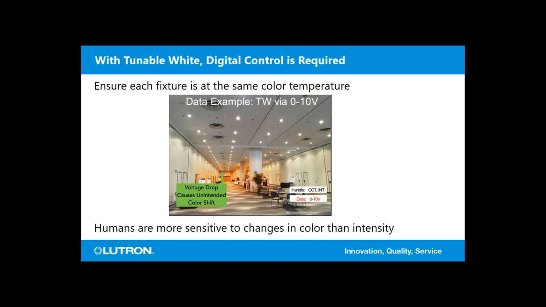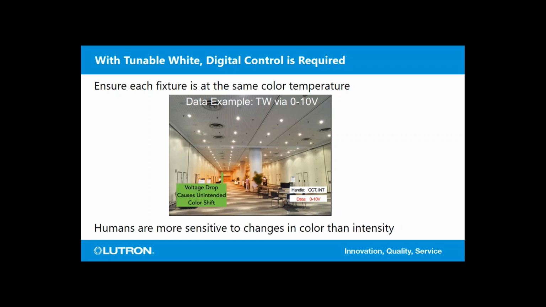Well, I'll give you a couple examples. With a digital protocol, every fixture gets the same message. If you use 0 to 10, the message changes from fixture to fixture as the analog voltage level drops over the wire run. And this was true today with intensity fixtures, but oftentimes a small difference from fixture to fixture at higher intensity levels wasn't really noticeable.